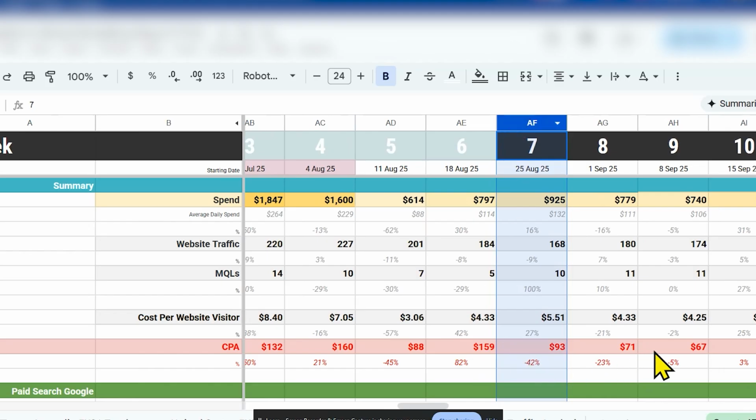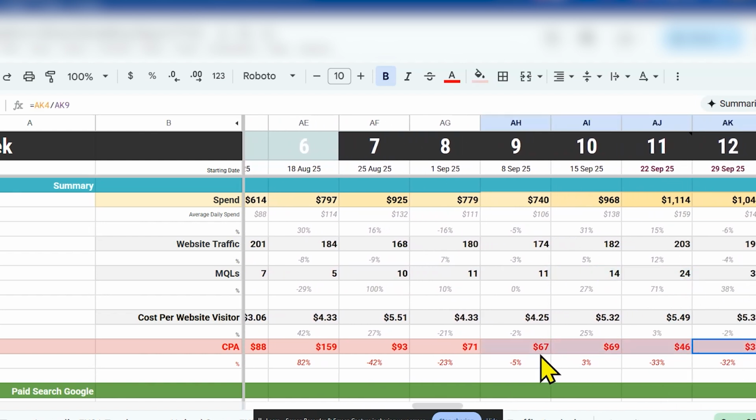At this point, we really start to see our cost per MQL drop, and we really start to see our volume increase, right? I mean, look at this. 93, 71, 67, 69, 46, 32, 10, 11, 11, 14, 24, 33. This is a very nice increase. Why? Look at spend. Spend hasn't really changed that much. Changes here, but here it's pretty constant.